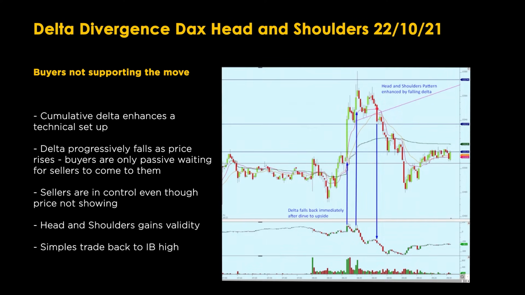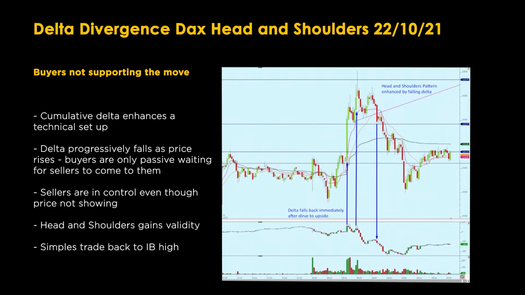Remember, this is only on a 1 minute. And 1 minute head and shoulders patterns work. They work really well, particularly when you've got a situation like this. And once again, as price starts to fall, delta starts to roll over. You get no real delta increase on the move up.